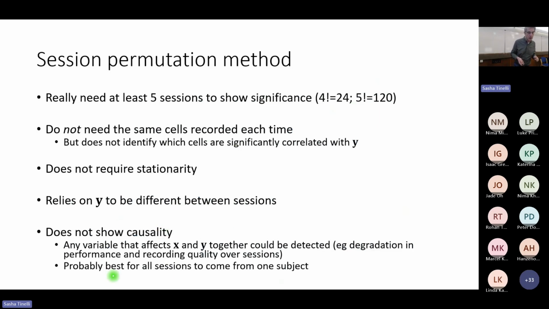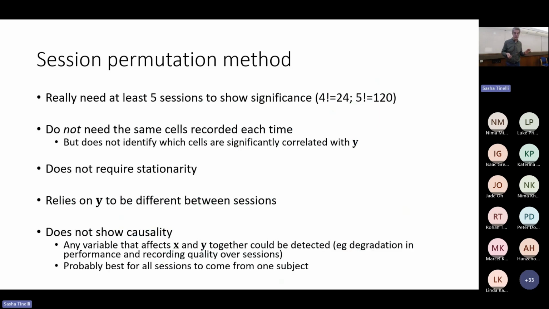And it doesn't show causality, it just shows a correlation, right? So if you've got something that affects these two sequences together, then you could get a correlation. It'll be a genuine correlation, but not causal. So for example, let's suppose you're recording in the motor cortex and your electrode was destroying the motor cortex. Then you'd see a degradation in performance, and you'd also see a degradation in recording quality. So you might find a correlation between the neurons and the behavior just because of that variable. So you've got to be careful about that.